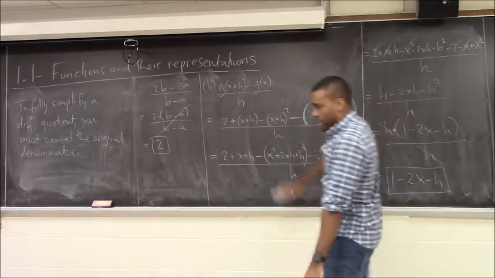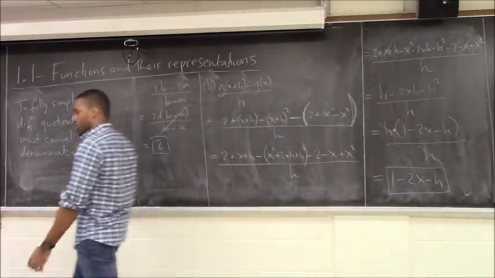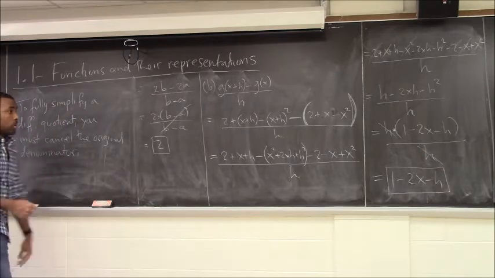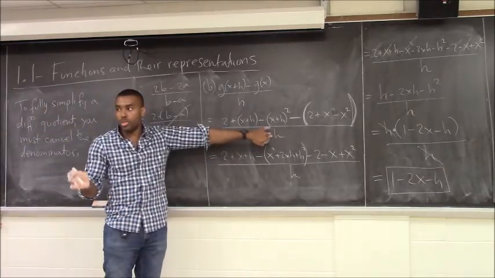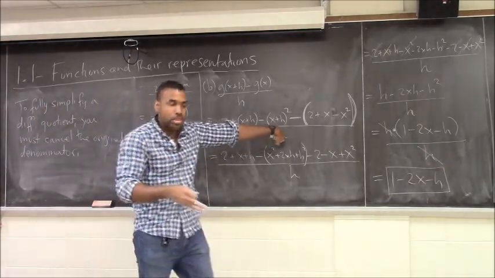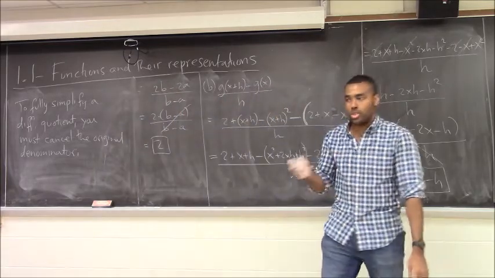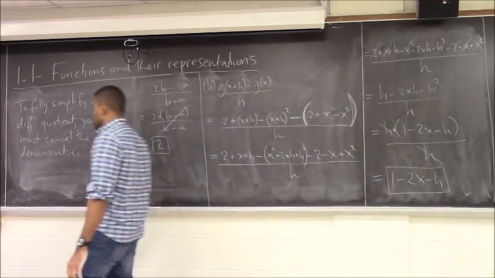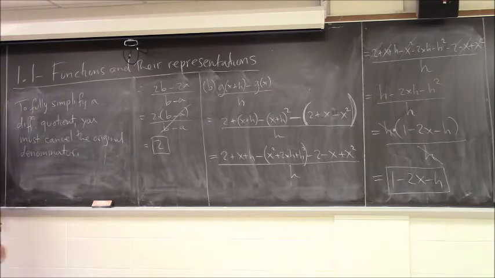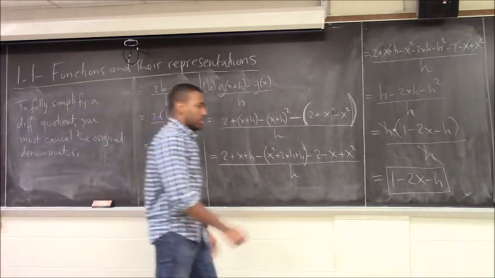Why? When I talk about where a difference quotient comes from, why it's important and how we're going to use it, there will come a point where you're going to want to plug in h equals 0. And because you can't divide by 0, it's a problem to have the h there, so you really want to get rid of it. But for now, we'll stop there.